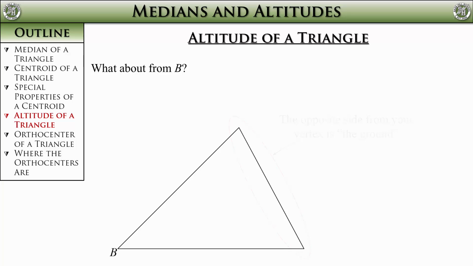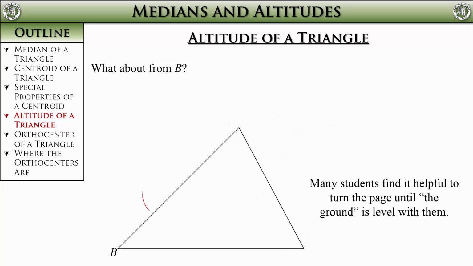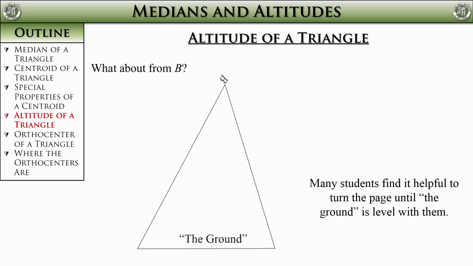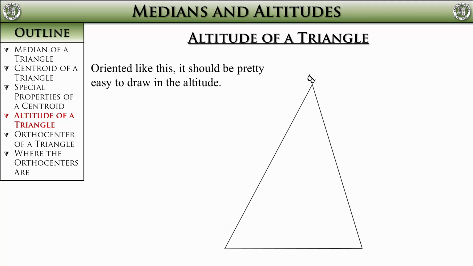Many students find it helpful to turn the page until the ground is level with them. By turning the page, the triangle will shift around and eventually the ground will be horizontal and level with you. From this vantage point, many students have an easier time comprehending the altitude from B. If this is helpful to you, by all means, turn your page around to get a better viewpoint. Oriented like this, it should be pretty easy to draw in the altitude. So that's what happens with an acute triangle.